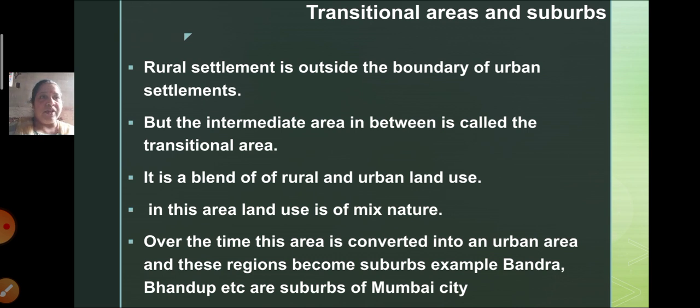Now what is the meaning of transitional areas and suburb areas? Between the rural settlement and the urban settlement, there is an intermediate area which is called a transitional area. It is a blend, a mixture of rural and urban land use. The land use is of mixed nature here. As this intermediate area is getting converted into an urban area, it becomes suburbs. The examples here are Bandra and Bhandup, the suburbs of the Mumbai city.